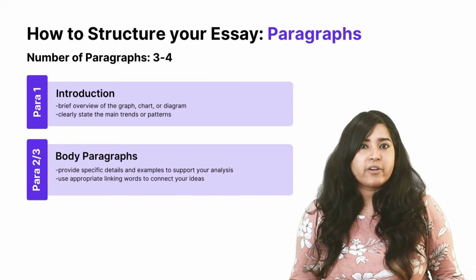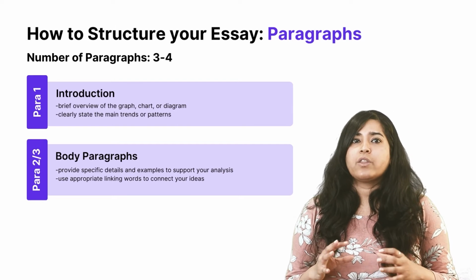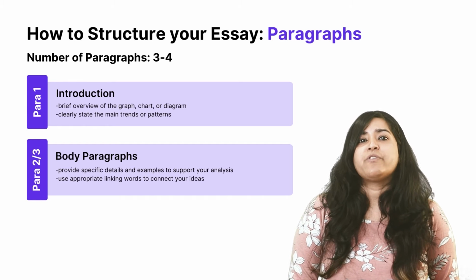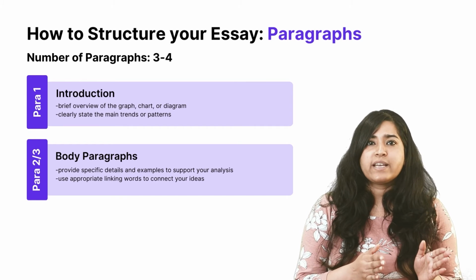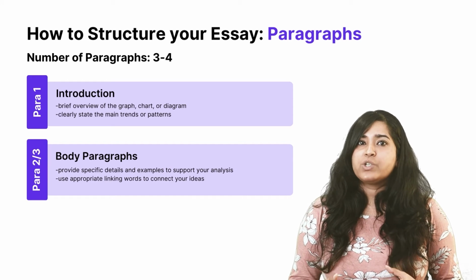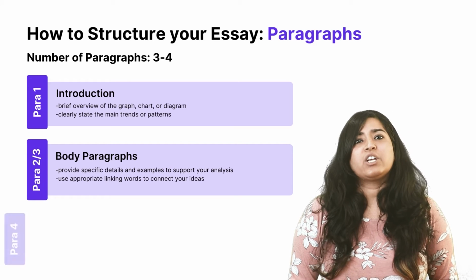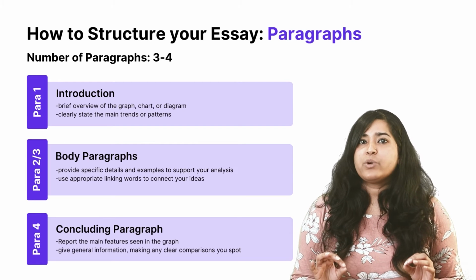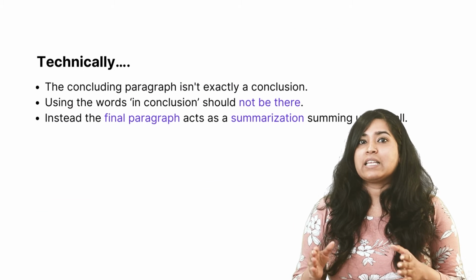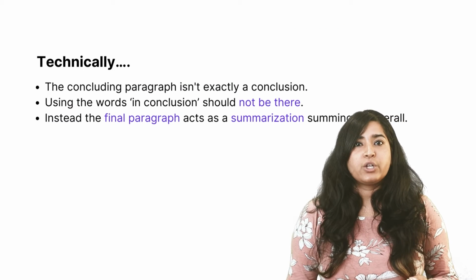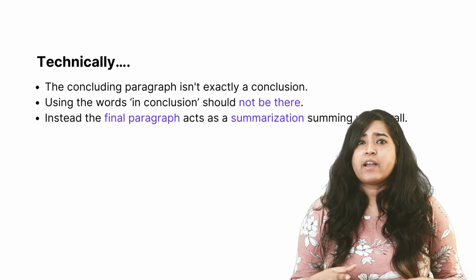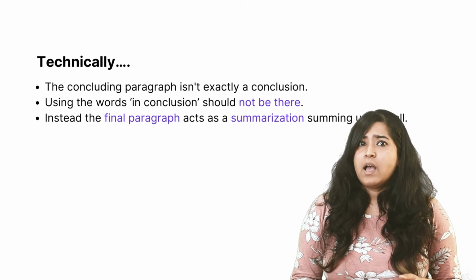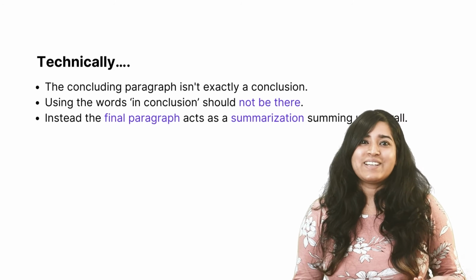Second, the body paragraph or paragraphs. The number of body paragraphs will depend on the complexity of the information presented in the graph, chart, or diagram. In the body paragraph, you should provide specific details and examples to support your analysis of the data and use appropriate linking words to connect your ideas. And finally, a concluding paragraph. The final paragraph should summarize the key points discussed in your essay. It's important to note that concluding paragraphs isn't exactly a conclusion, so using words like "in conclusion" should not be there. Instead, the final paragraph acts as a summarization, summing up overall. This might sound a little confusing now, but as we go through the next couple of lessons, we'll see how to do this in more detail.